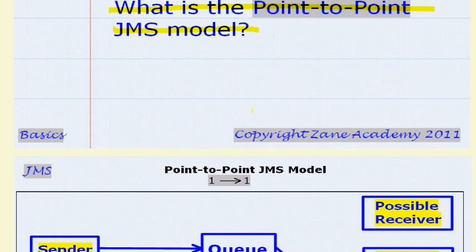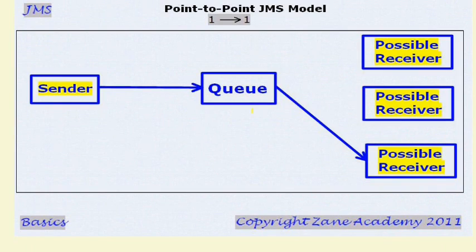The second model that we mentioned is the point-to-point JMS model. What is the point-to-point JMS model? We have a sender that is sending messages to a queue. We can have many possible receivers, but the message is only going to be picked up by one of them. If any one of those receivers picks up the message, all the others are not going to get it. So it's a one-to-one model.